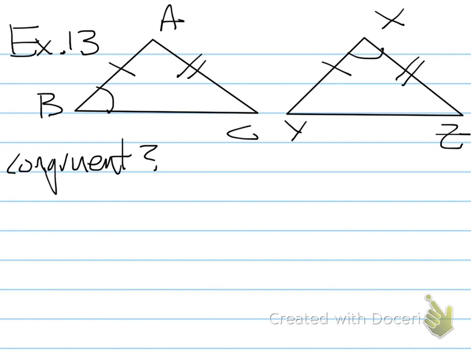Here we've got two sides and the non-included angle in the left triangle. In the right triangle, we've got two congruent sides, and then in that one, it is the included angle. So we have the included angle on the right side, non-included angle on the left side, so not enough information.